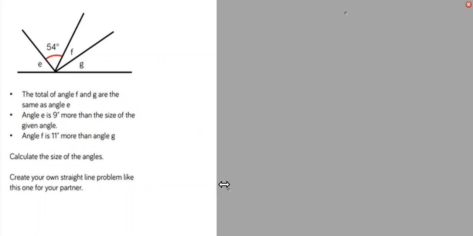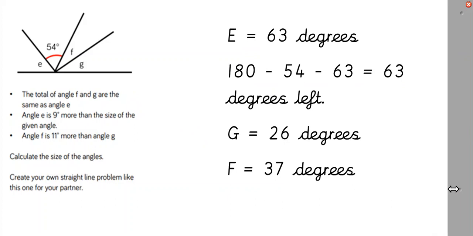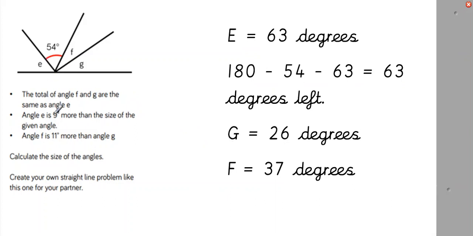Let's have a look at the answers then. So, E is 63 degrees because it's 9 degrees more than 54. Okay, so if we do 180 minus 54 minus 63, that means we've got 63 degrees left then. Also that helps, it goes along with what we've been told because angle E is the same as F and G added together. E is 63, we've now got 63 left.